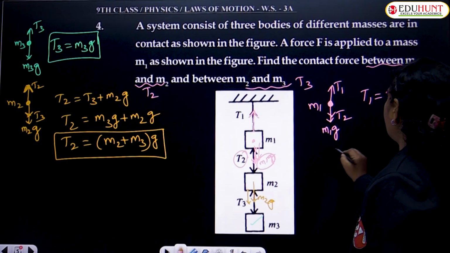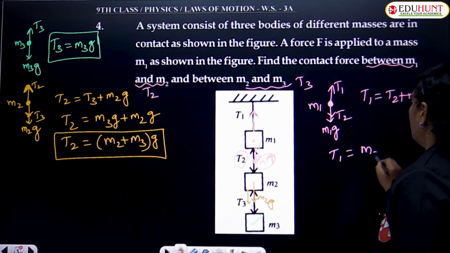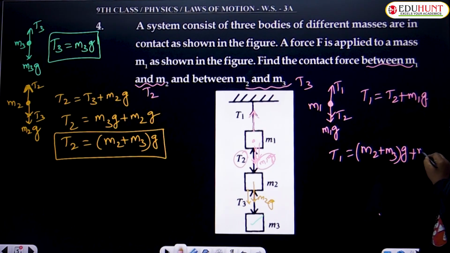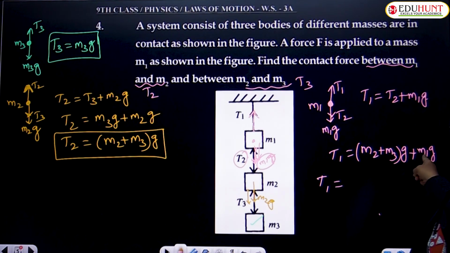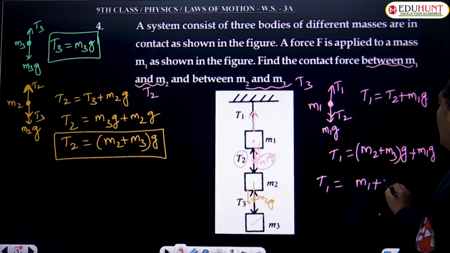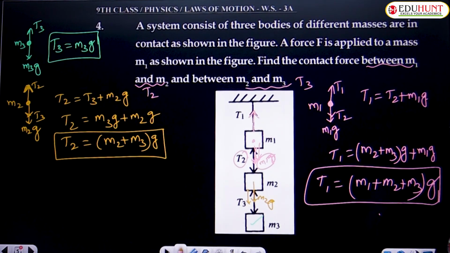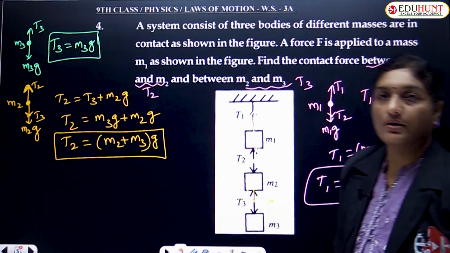That's it. The value of T1 can be written as, what is the value of T2? Just now we calculated it as (m2 plus m3) times g, along with m1g here. All together we have g as common, so rearranging the terms, first let me write m1, then m2 and then m3, and take out g as common. So the value of T1, the force applied, is given as T1 equals (m1 plus m2 plus m3) times g. So these are the results you are asked for. Okay, children?